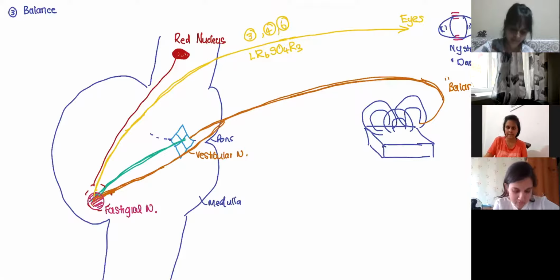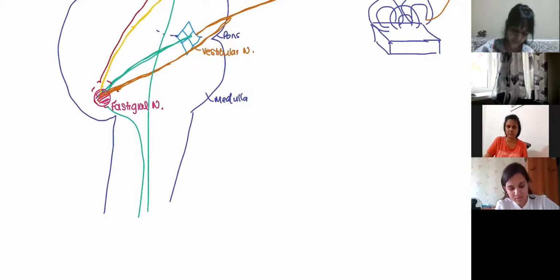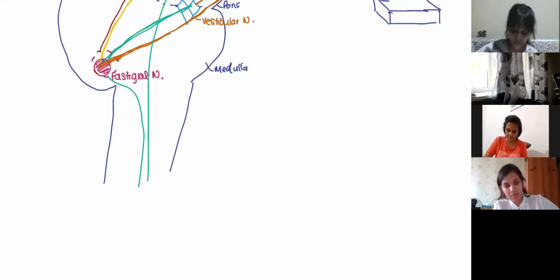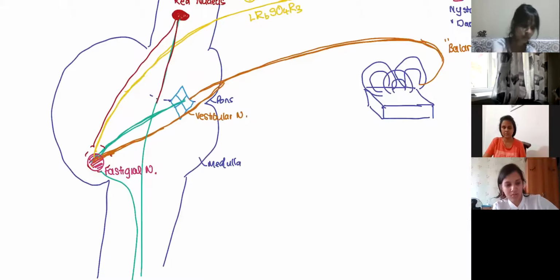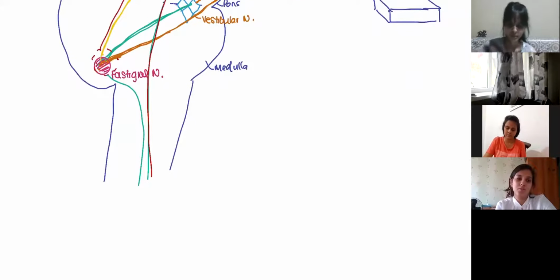Let me use a different color. This system also sends fibers downwards to the muscles. So can someone tell me the pathway? Someone actually answered that. What is the name of the pathway that comes from the red nucleus? Rubrospinal, yes, this is called the rubrospinal tract.